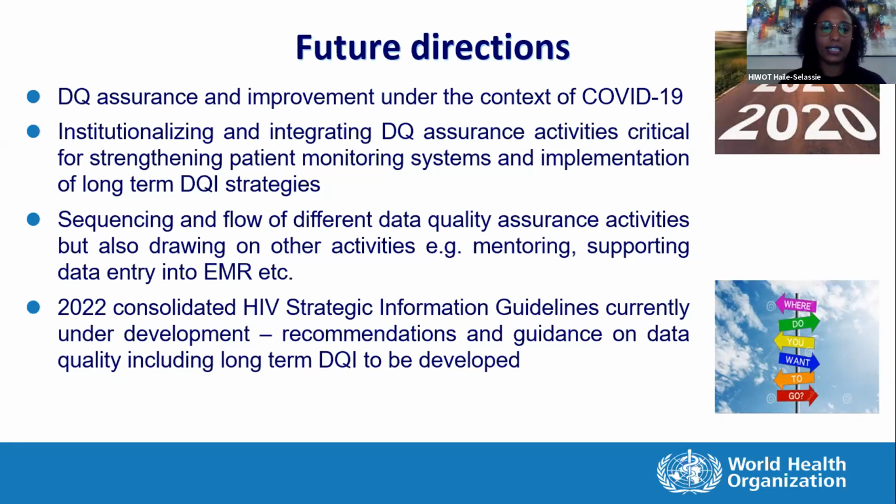And finally, just to end, to say that this is the space that we're thinking about and we're taking forward. Right now, we've just started the work to develop the WHO Consolidated HIV Strategic Information Guidelines, bringing all the guidance together for strategic information. There will be a section with recommendations and guidance on data quality and where to take this, in particular helping countries to think through what are the key elements that should go into a data quality improvement strategy or plan. So I'll end there.